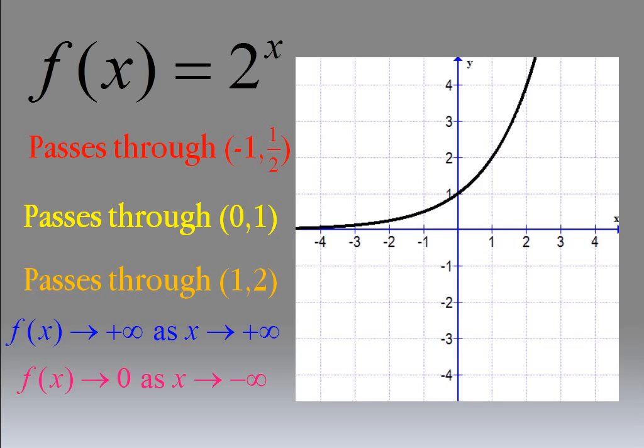This is the overall shape you should know for 2 to the x. Know that it passes through the points (-1, 1/2), (0, 1), (1, 2), and that it increases very fast.